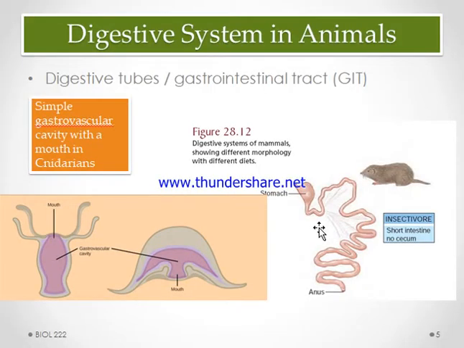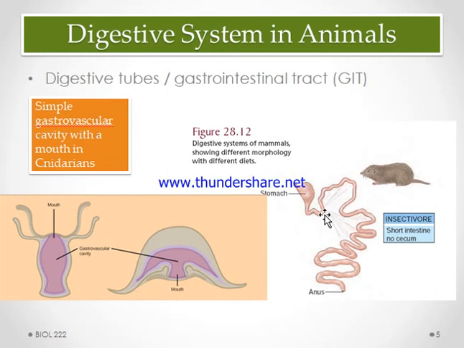We also just started the digestive system in animals, and we talked about digestive tubes, gastrointestinal tracts, the GITs. The gastrointestinal tract could be as simple as a gastrovascular cavity with a mouth in cnidarians. There is just a gastrovascular cavity and a mouth which opens to the exterior, so water enters here and leaves here too. Inside the body cavity, all kinds of digestive exchanges happen. Enzymes are released inside this body cavity in the water and digest the food, and then the food is absorbed by the body.